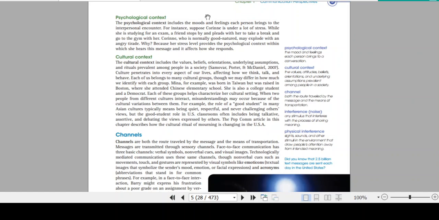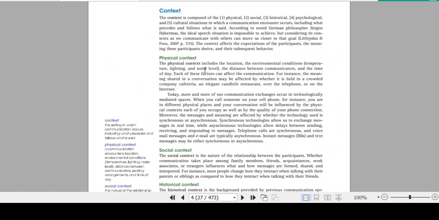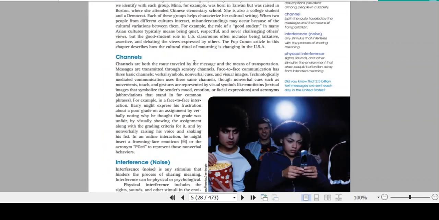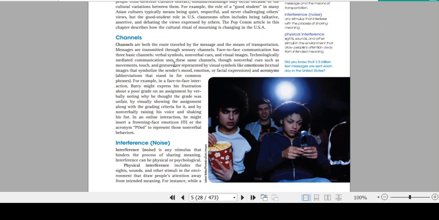So these are some of the contexts. We need to understand in which context the communication process is taking place. Now next come the channels. Channels are both the route traveled by the message and the means of transportation. Messages are transmitted through sensory channels. Face-to-face communication has three basic channels: number one, verbal symbols, number two, non-verbal cues, and number three, visual images. So these are the channels, the route which is being used for communication.